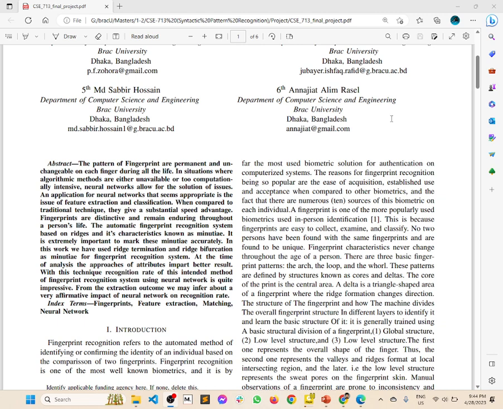At the time of analysis, the approach of attributions imparts better results. With this technique, the recognition rate of the intended method of fingerprint recognition using neural network is quite impressive. From the extraction outcome, we may infer a very affirmative impact of neural network on recognition rate.